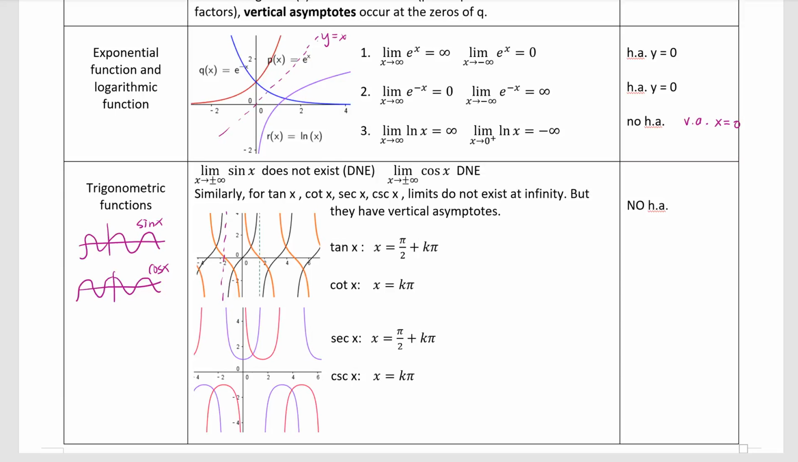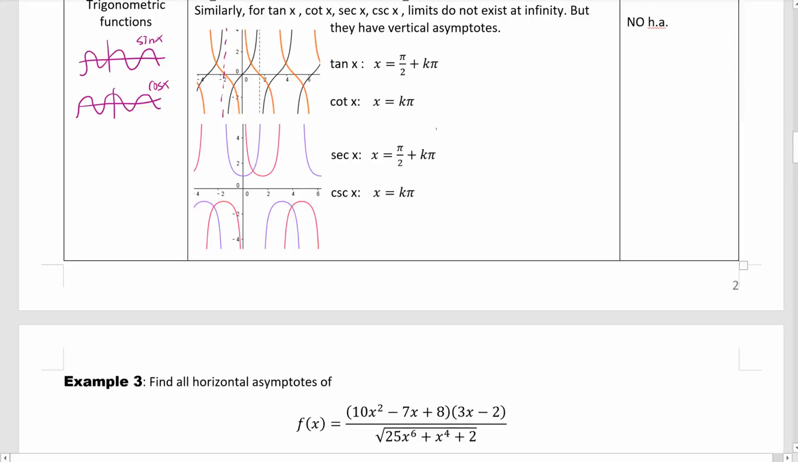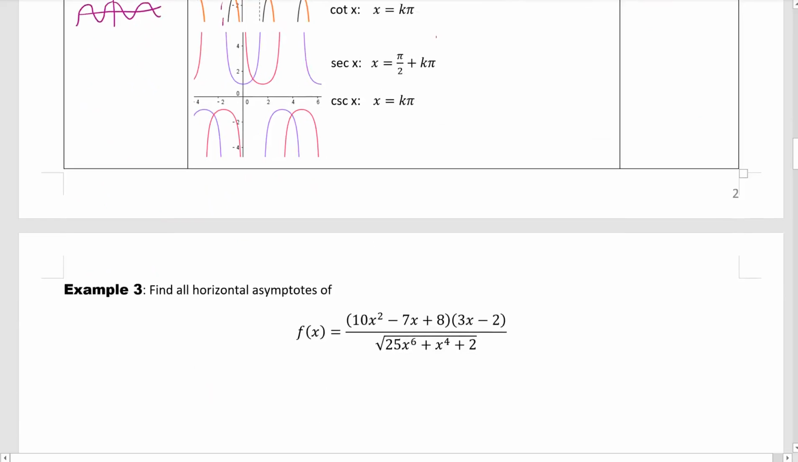And here are all of their vertical asymptotes. It's actually just the domain. If you find the domain, the domain cannot include those numbers, and those numbers are exactly the vertical asymptotes.